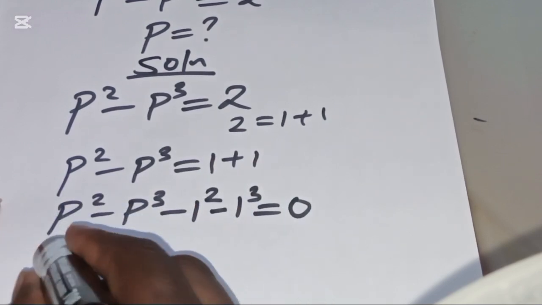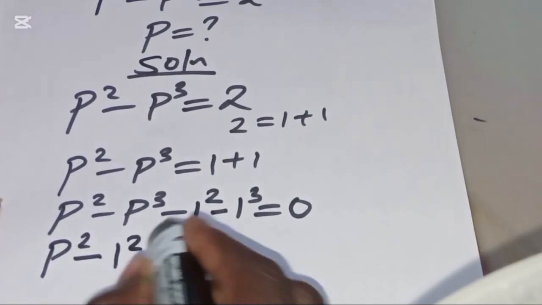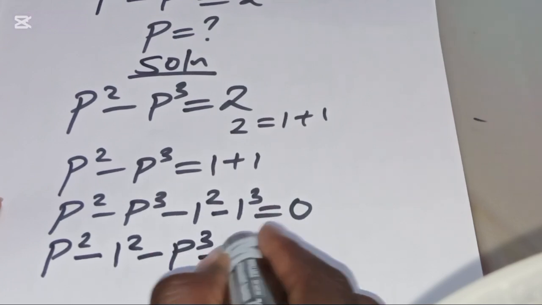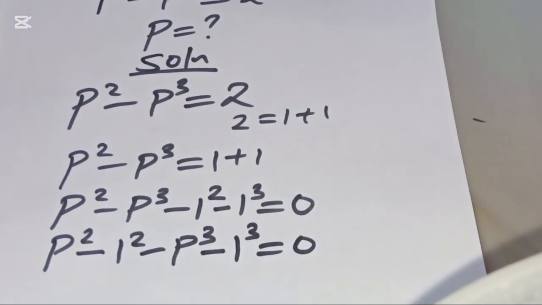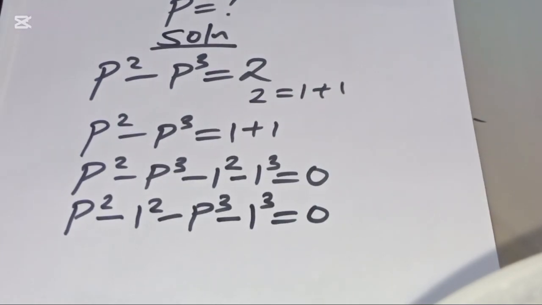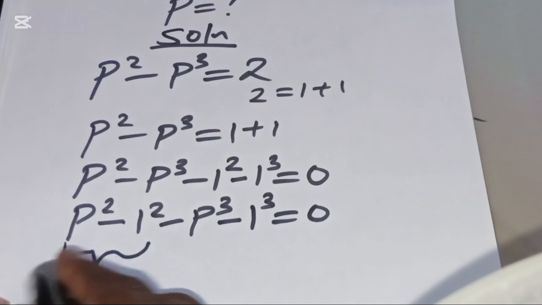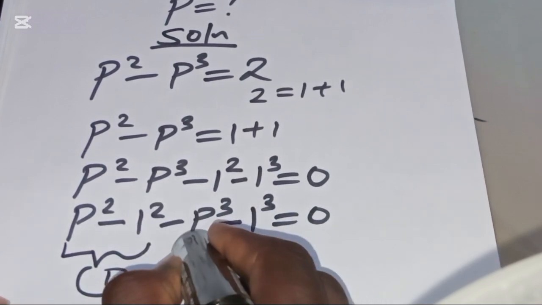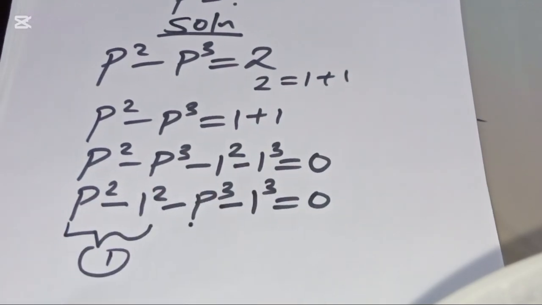Okay, let's put the right terms together. We'll have p to power 2, subtract 1 to power 2, subtract p to power 3, subtract 1 to power 3. This is equal to 0. Now we have two parts here. One is p squared, subtract 1 squared. Okay, and the second part, we have p cubed, subtract 1 cubed.